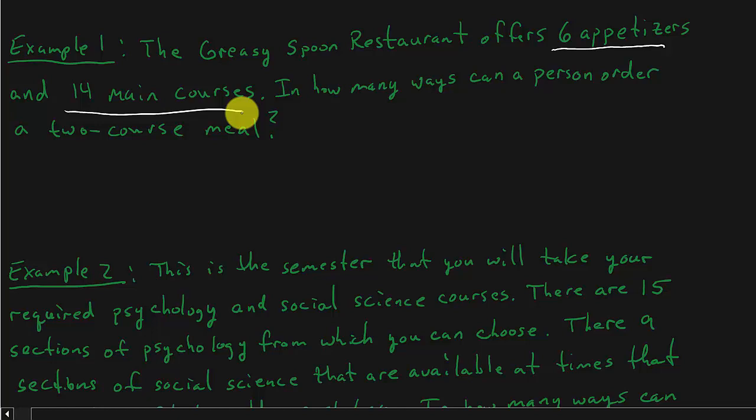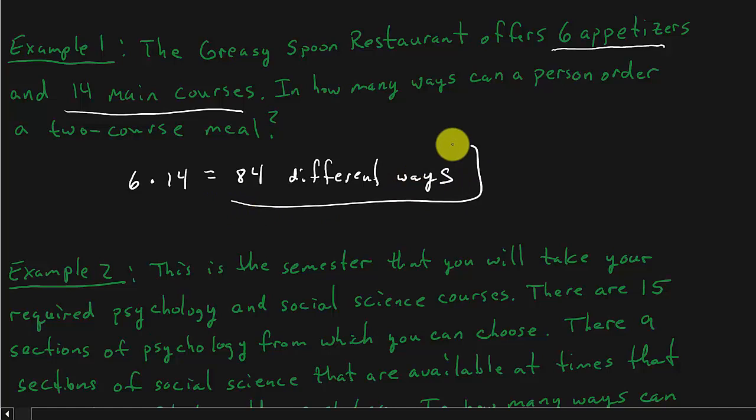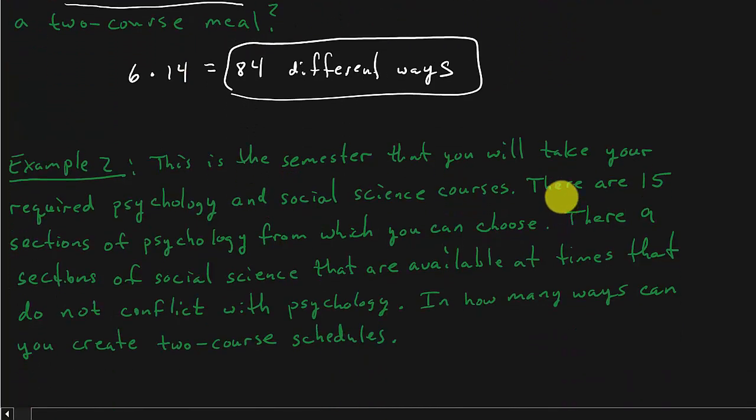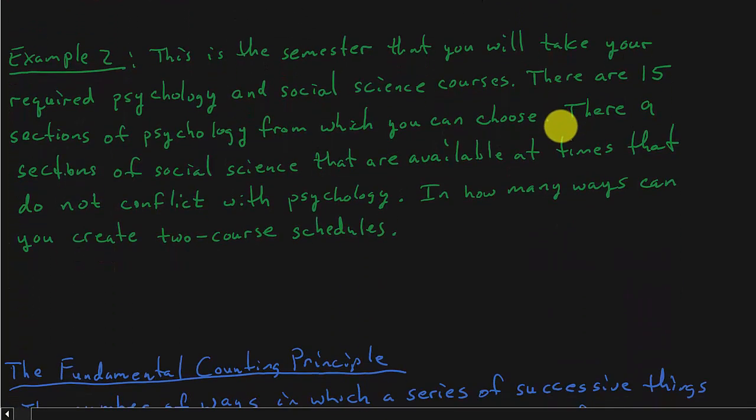So the number of ways we can do that is, how many choices do we have for appetizers? That's 6. Times how many choices do we have for the main courses? That's 14. So 6 times 14 gives us 84. That's 84 different ways we can order a 2-course meal. Let's look at example 2.